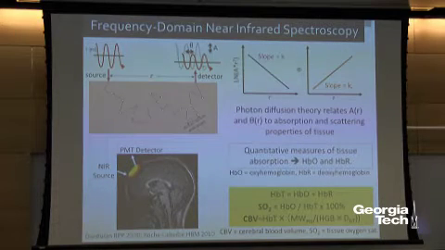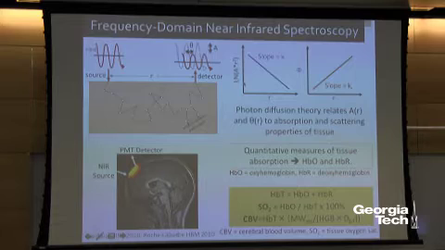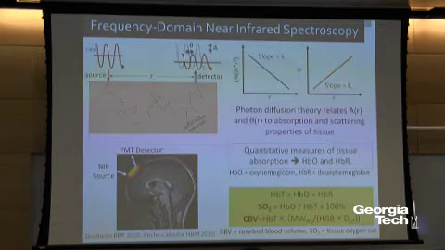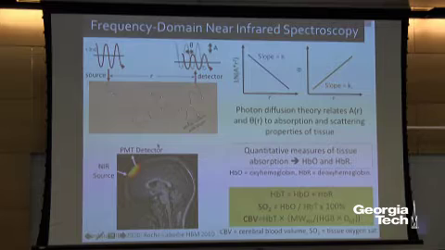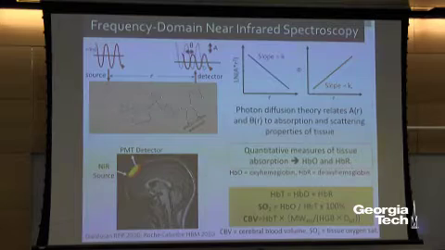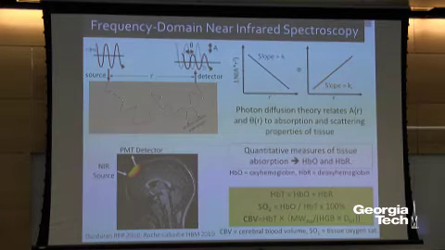We can also model, using this diffusion theory, how light propagates through the brain. And what we see is that there's basically this banana-shaped probability of light penetration. The farther apart we place our source from our detector, the deeper the light's going to penetrate on average. But obviously we can't put our detector too far, otherwise we don't collect any light. So we're always balancing the signal to noise with depth penetration.